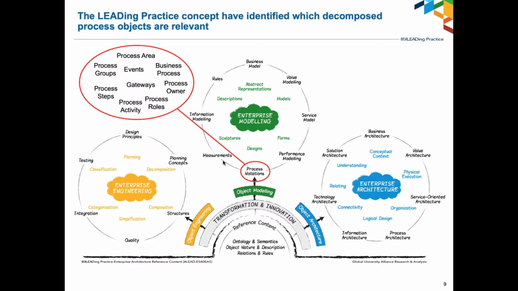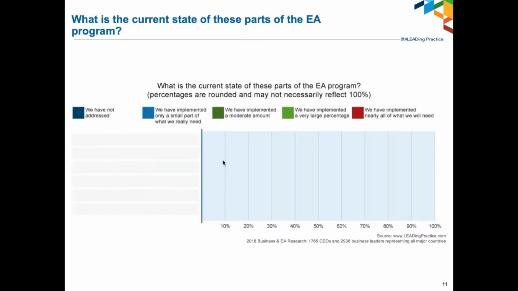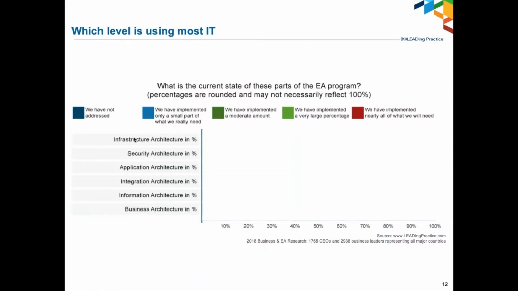So let's jump directly to the things, because right now I would like to discuss a little bit the status of enterprise architecture and what it is today that matters in these organizations. We have done a business and enterprise architecture research among close to 1,800 CEOs and 3,000 business leaders, and we asked them what they are doing in their enterprise architecture program. We asked about their business architecture, information architecture, integration architecture, security architecture, infrastructure architecture, etc. And here's the answer we got.